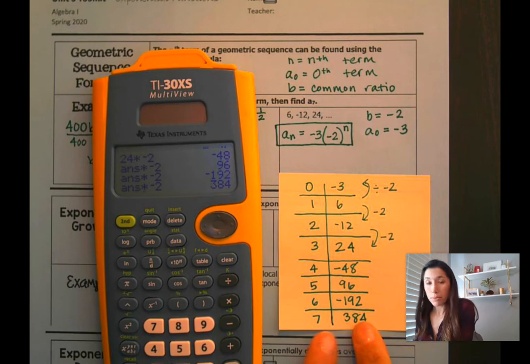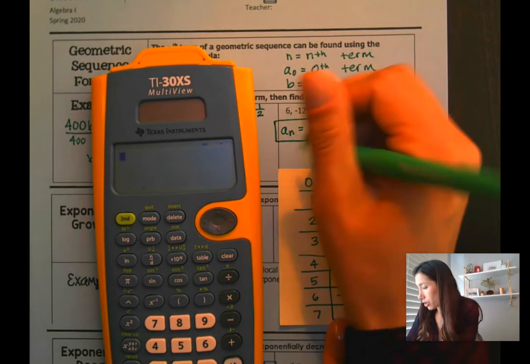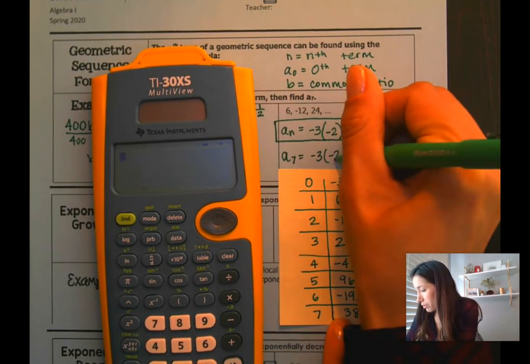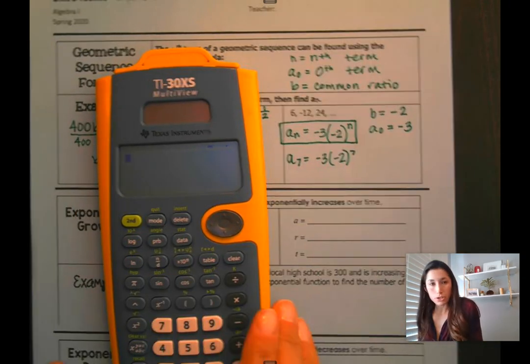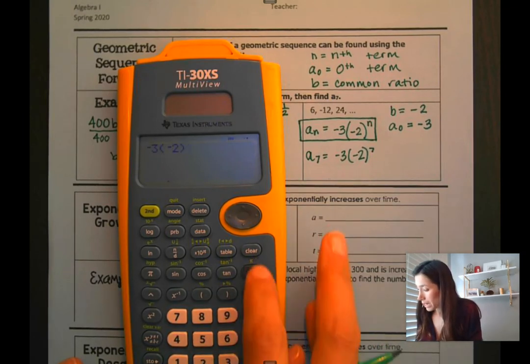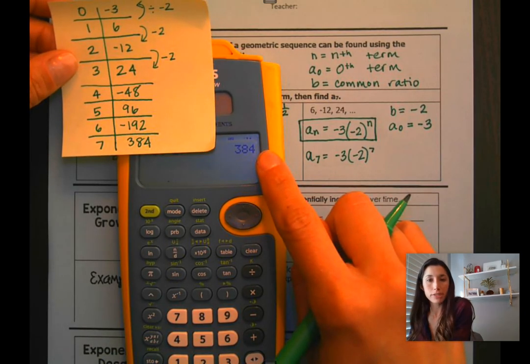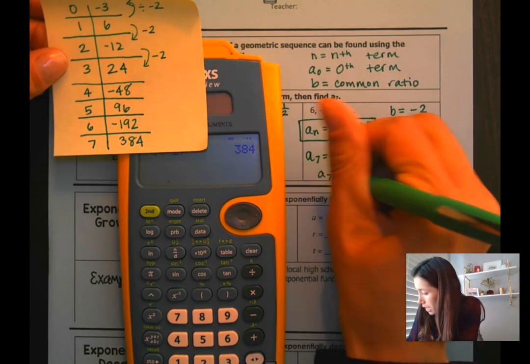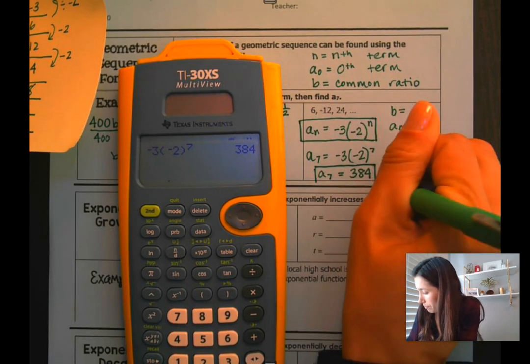So if we plug this into our calculator correctly, we should get 384 for that 7th term. Let's write this out as a sub 7 equals -3 multiplied with our common ratio of -2 to the power of 7. And let's go ahead and put this into our calculator. So we have -3, -2 to the power of 7. Oh, good. And we got 384, because if we continue this list, our 7th term would be 384. So a sub 7 equals 384.